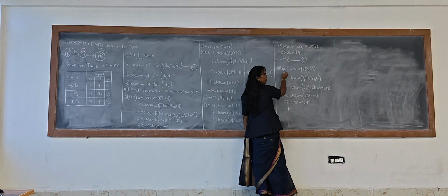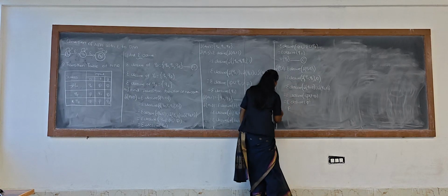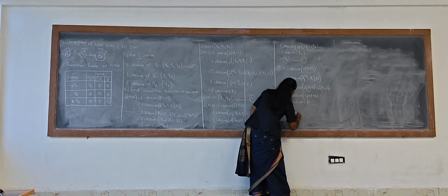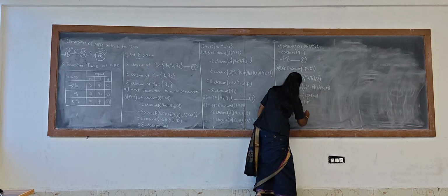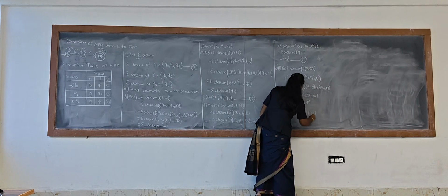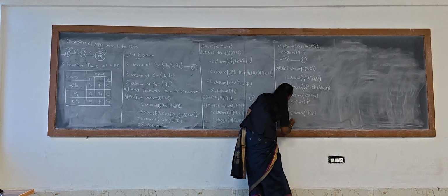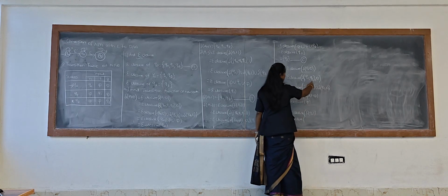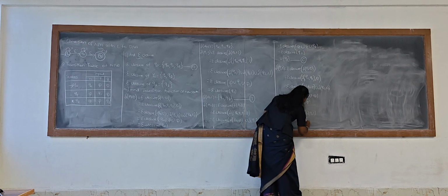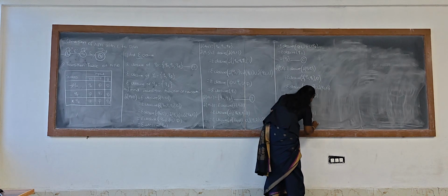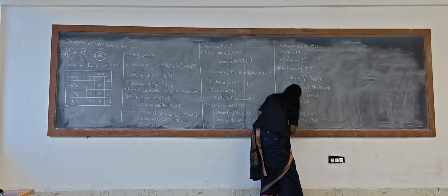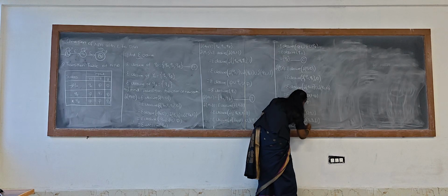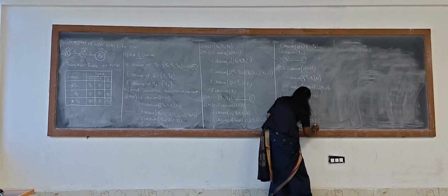Okay. Next we have to find transition of B comma 1. Okay. So epsilon closure of transition of epsilon closure of B, B means Q1, Q2. So that transition function of Q1, Q2 comma 1. So epsilon closure of transition of Q1 comma 1 union transition of Q2 comma 1. Okay.